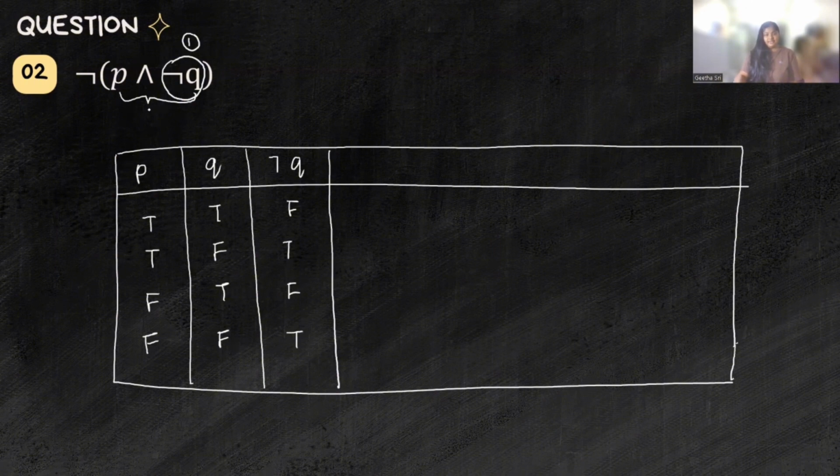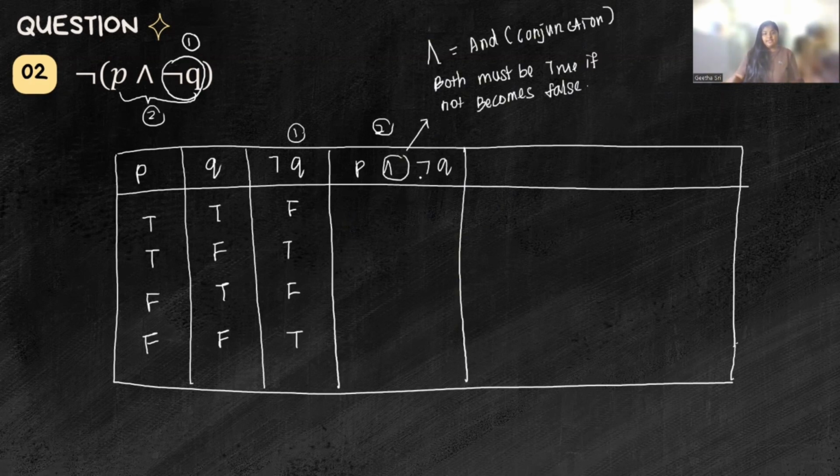I'm going to complete the whole bracket because we already have P, we already have the not. Now we have to finish the end. So P and not Q. We look at P, then the not Q. P is true, not Q is false, so true, false becomes false. True, true, both must be true, so it becomes true. False, false becomes false. False, true becomes false.